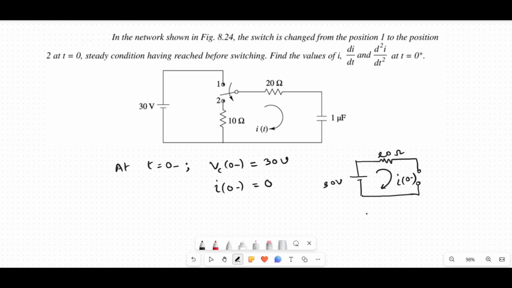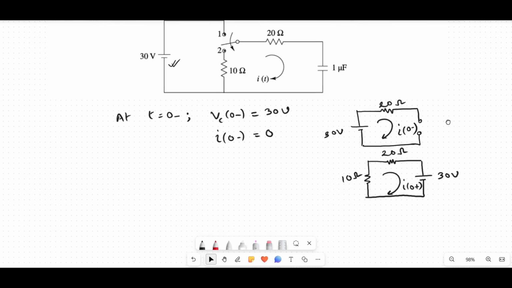As the switch moves from 1 to 2, the circuit is changed to this. Now we have the 10 ohm connected in the circuit. The 30 volt supply is eliminated because there is an open circuit there, and we have the capacitor here which is already charged. So we can consider it as 30 volt since it is already charged, and this is 20 ohm, right? And the current is i at 0 plus. So let's see what is the value of i at 0 plus.